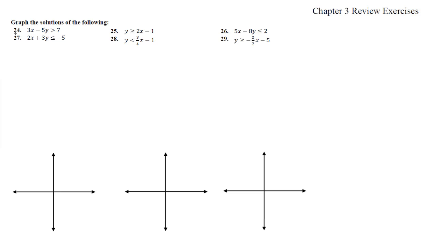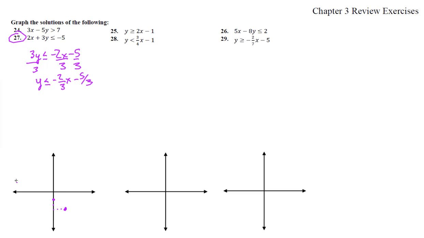Number 27. Subtract 2x from both sides and we get 3y less than or equal to negative 2x minus 5. Divide by 3. Notice we're dividing by a positive number, so we do not switch the sign. So that's y is less than or equal to negative 2/3 x minus 5/3. So we graph 0, negative 5/3. That's about negative 1.66, somewhere right about there. Down 2 on the slope and over 3. So that's our next point.